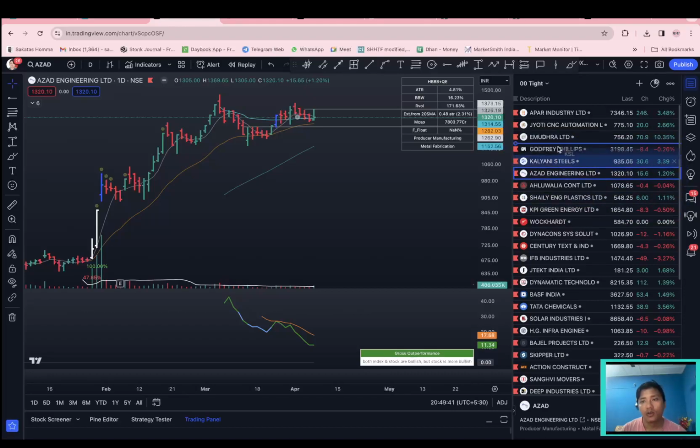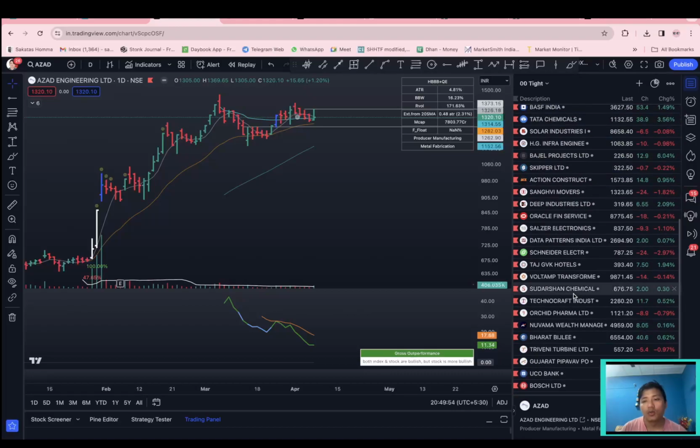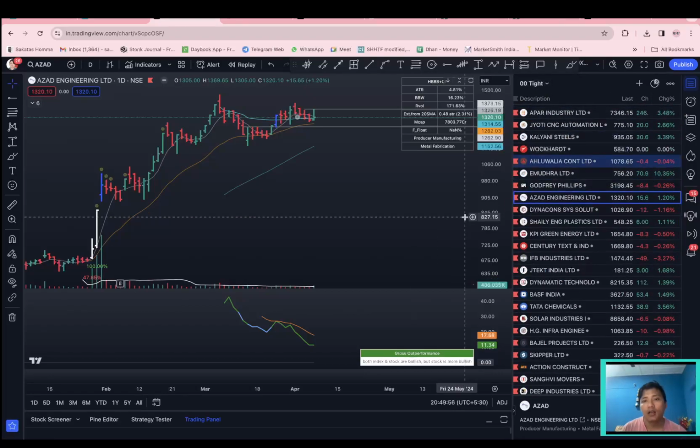So just like putting the top names on top. Wockhardt also is a top name. DSSL is a top name. So that's how I manage the trades. And this should not take more than, let's say, half an hour, right?